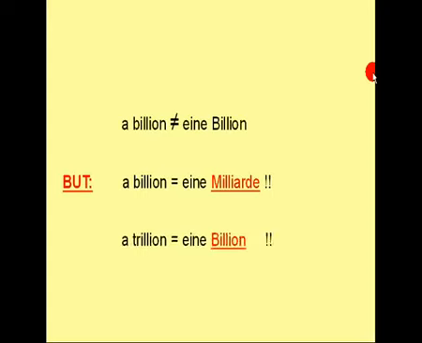Now in English, after a million would come a billion, right? We also have eine Billion in German, but a billion does not mean eine Billion. A billion means in German eine Milliarde. This is important for you to remember, so that you don't mix it up. And a trillion means in German eine Billion.